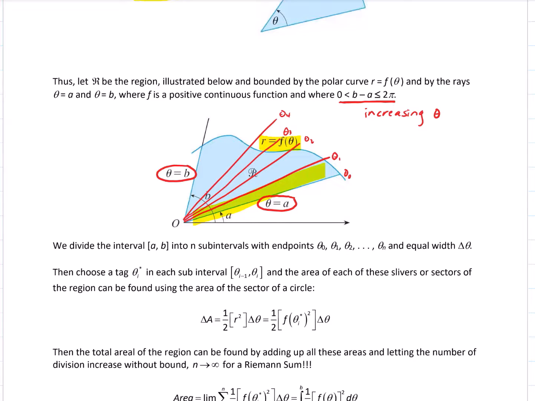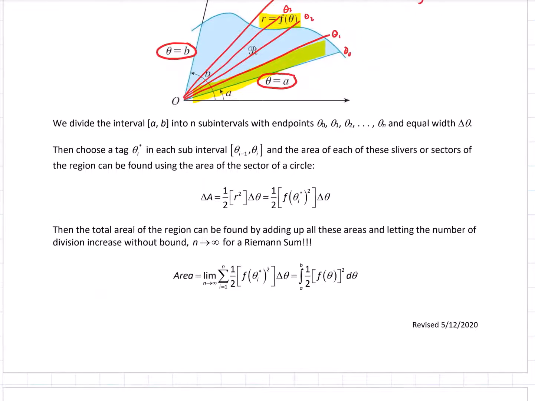Okay, and so the area of the sector of each little sub-interval is going to be 1/2 f of theta sub i star, the tag we pick on that interval to represent the radius, squared, delta x. Delta x is delta theta. Then the total area, of course, is a Riemann sum, and we take the limit as n goes to infinity of that Riemann sum, and it becomes an integral. And so here is kind of the meat of our area formula.